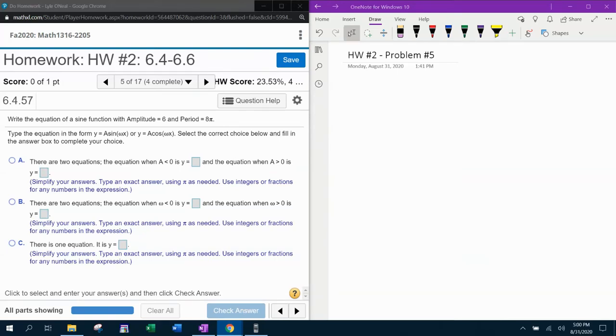All right, here we go. Question number 5 from our 1316 homework number 2 in MyLab Math. They want us to write the equation of a sine function with amplitude 6 and period 8 pi.